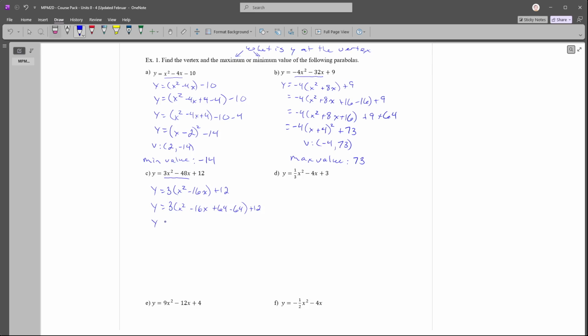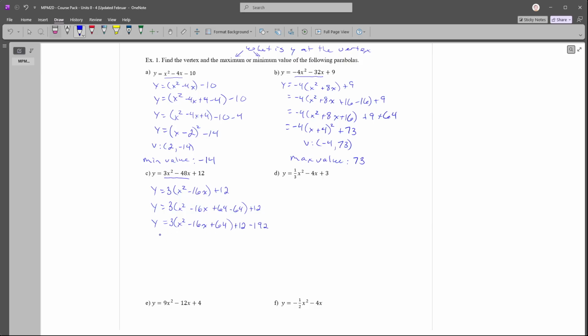Okay. So now we have to take out that minus 64 from inside, which means we're going to have to multiply it by 3 to do that. So 3 gets left alone here. We have x squared minus 16x plus 64. And then on the outside, we have our plus 12. And now minus 64 times 3, that's going to give you minus 192.